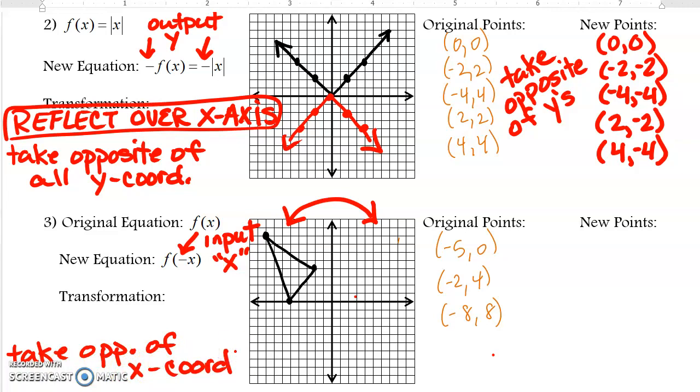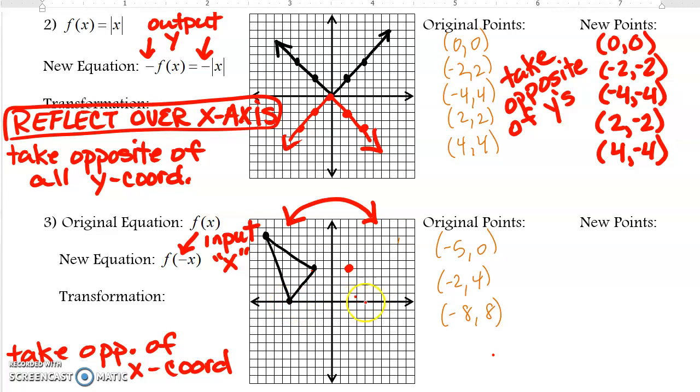As we go through and take the opposite, we're going to look and say, at this point, it's over 2 and up 4. Now it's going to go over 2 and up 4 on the other side of the axes. Now instead of a -2 for the x, it has a +2 for the x. And we're going to go to every point and apply the same change. This point over here is way out at -5. Now it's going to be out at +5.